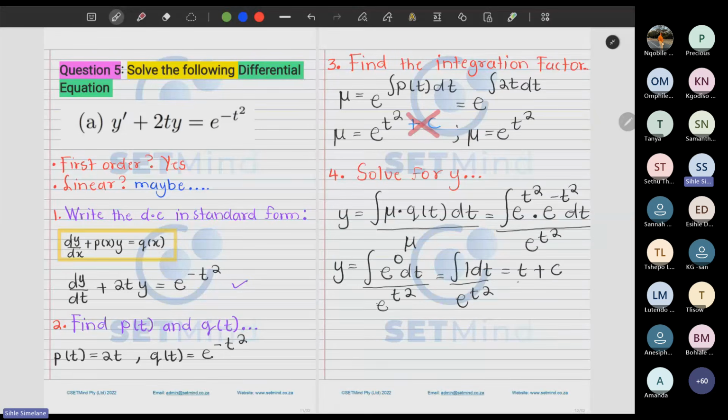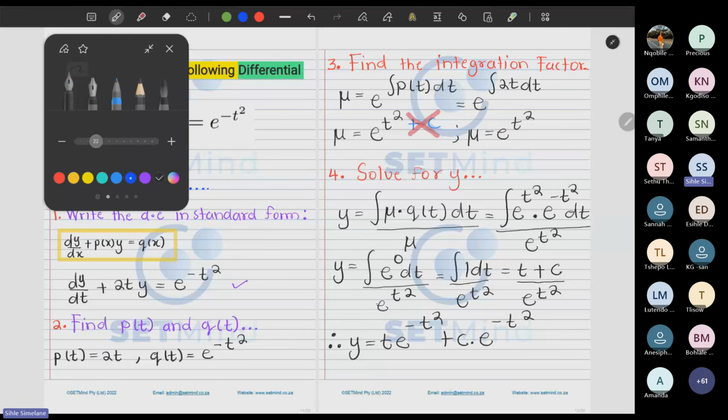And then this is divided by e to the t squared. So we can take the e now and push it to the numerator. So if you think carefully, it's going to be y equals t times e to the negative t squared plus c times e to the negative t squared. This, guys, here becomes our answer.